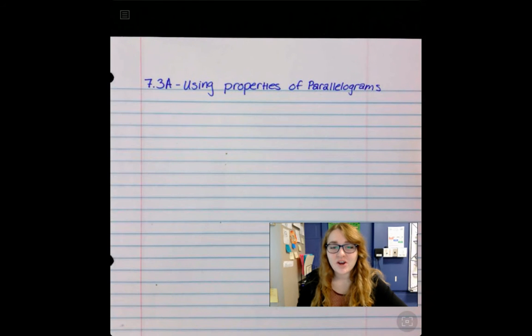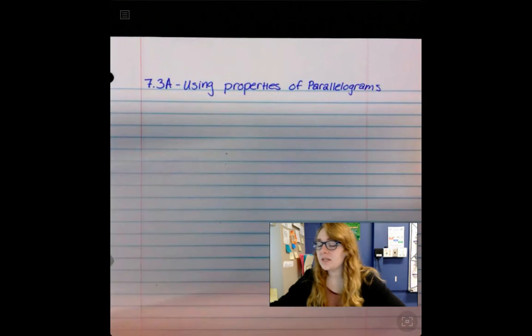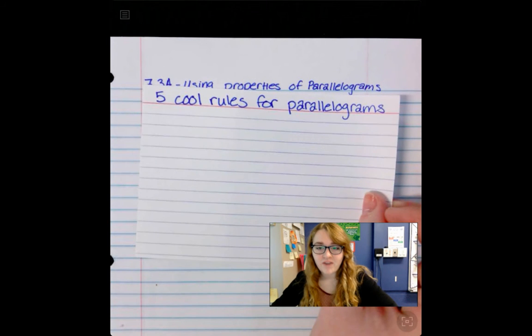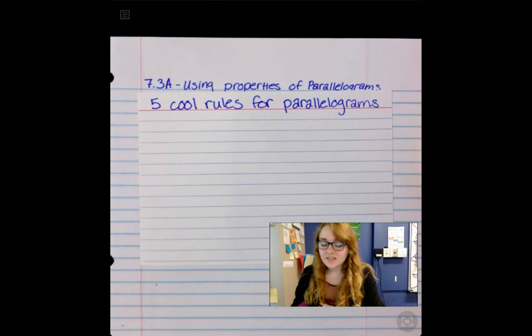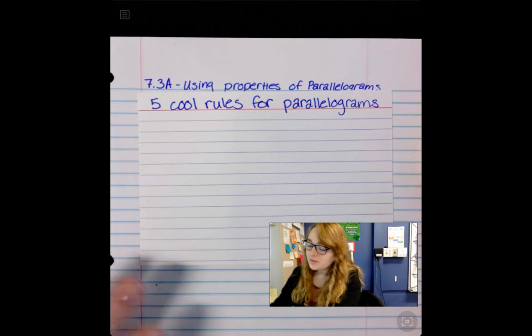Today we are going to be talking about 7.3a. We are going to be using the properties of parallelograms that we talked about yesterday. So before we dive into using these properties, let's go ahead and review the 5 cool rules for parallelograms. I'm going to write these on a separate little sheet of paper here so that we can go back and reference them for all of our examples.